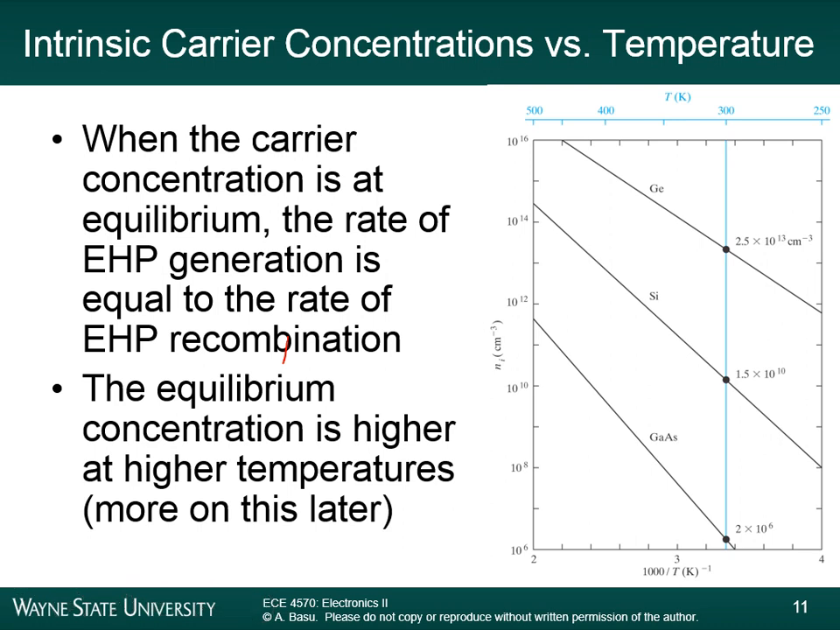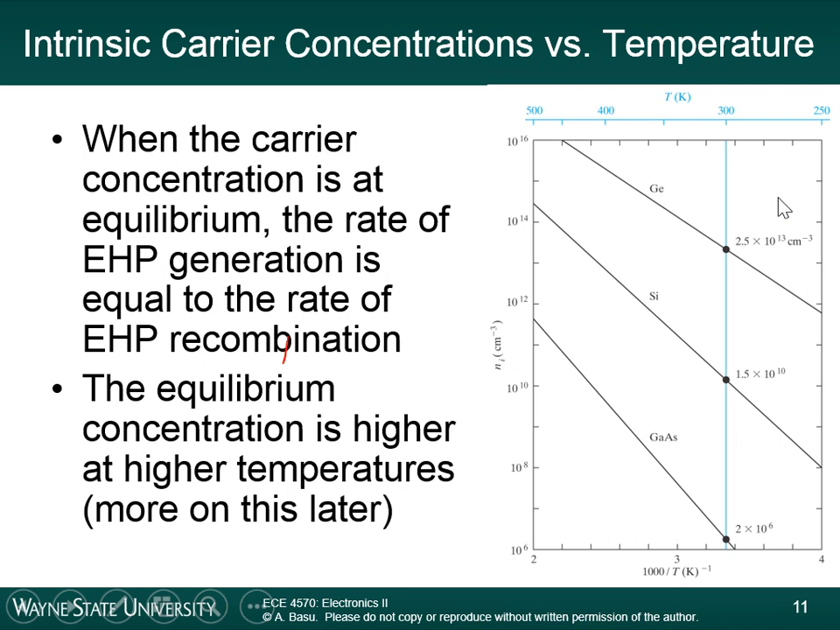So the logic is this: the larger the band gap is, the more energy it takes to get an electron up from the valence to the conduction band. So there are going to be fewer carriers the larger the band gap is. Gallium arsenide has a larger band gap, so it has lower intrinsic carrier concentration. Germanium has the smallest band gap, I think somewhere around 0.6 electron volts, and so that has the largest carrier concentration. Notice that the carrier concentration here is on a logarithmic scale. This is 10 to the 6th, 10 to the 8th, 10 to the 10th, 12, 14, 16.